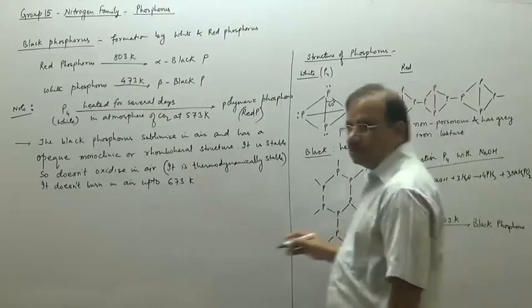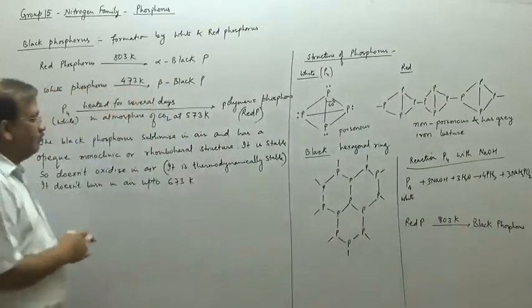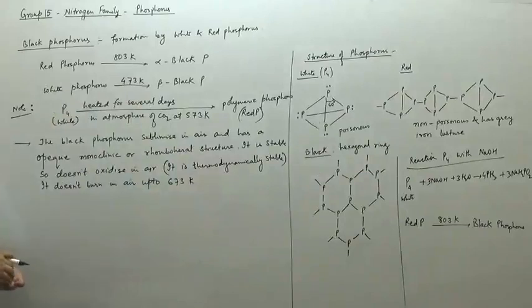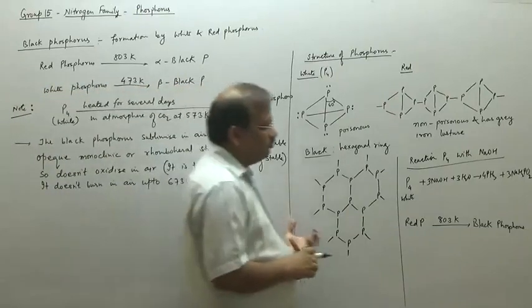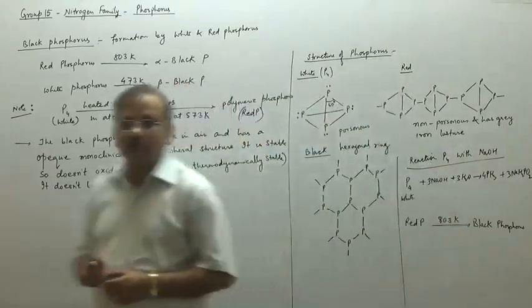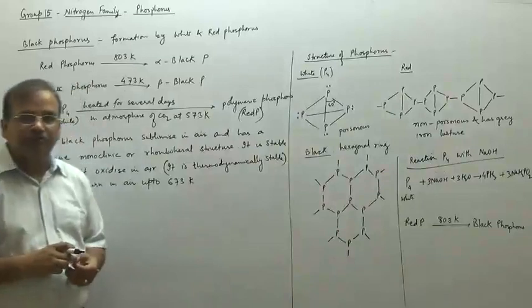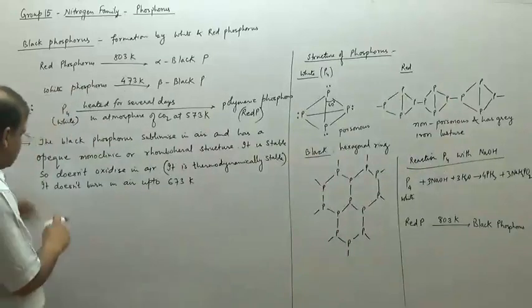It is a hexagonal ring or sheet, you can say. So that is what we can say about black phosphorus. This is the information about phosphorus that is required by us. Now let us check how the preparation of phosphorus takes place.